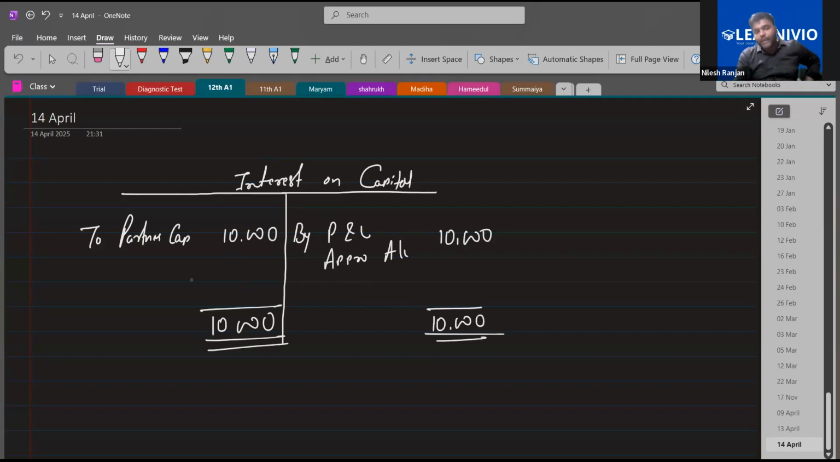If there is any balance c/d or balance b/d, then it is still open. So we are closing this account. That's why there is no balance. It is transferred to some other account, like profit and loss appropriation account. So we have closed the account. That's why the journal entry is interest on capital debit to partners capital, and for closing, profit and loss appropriation account debit to interest on capital. Is this clear?